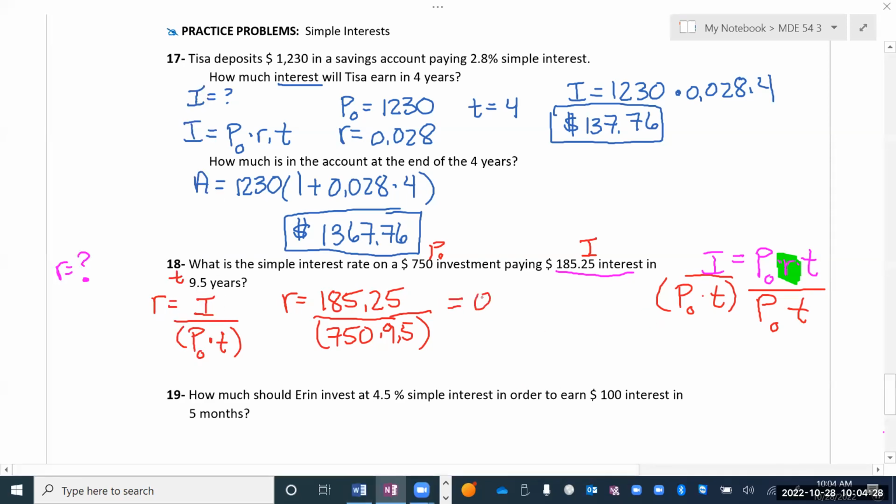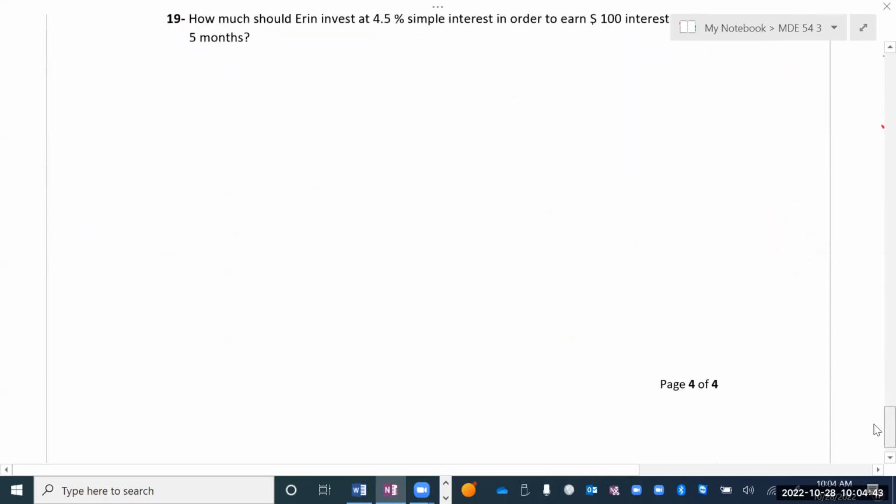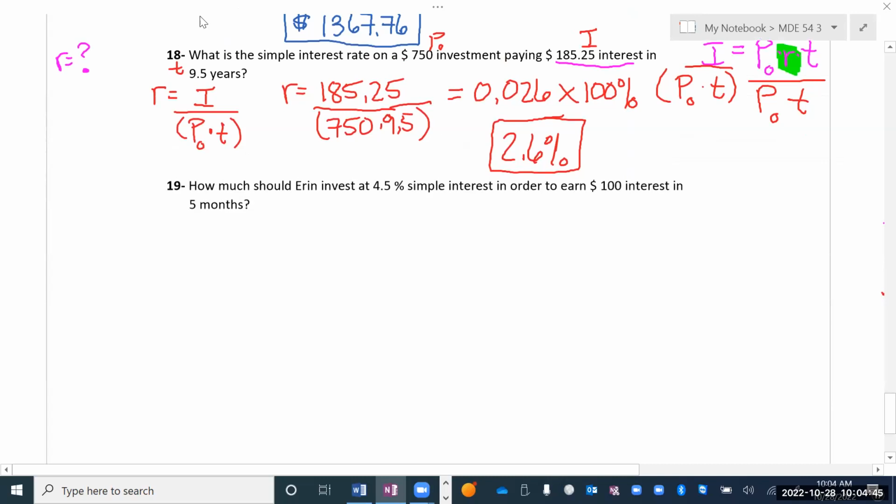So that gives me 0.026. The rate should be as a percentage. So multiply it back out to get your rate. Just like we change it to a decimal to put it in the equation, we change it back into a percent to take it out of the equation. So I'll leave that up for a minute.